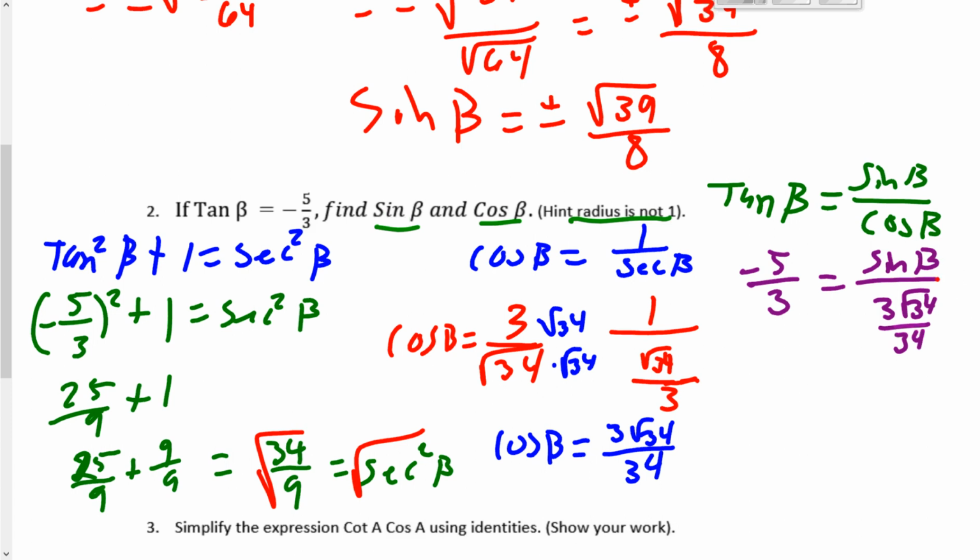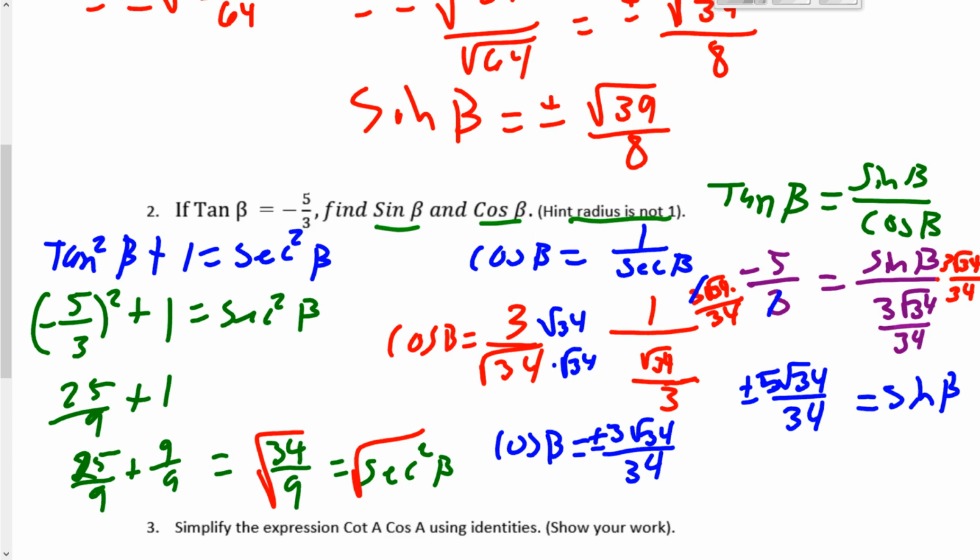So times by 3 square root 34 over 34, times by 3 square root 34 over 34. And so the 3's will cancel. And so we'll get, and we know it's going to be plus or minus because this one was plus or minus, right? And so this one will be plus or minus negative 5. So we can just put 5 because we know it's going to be plus or minus square root 34 over 34. So those are our answers.